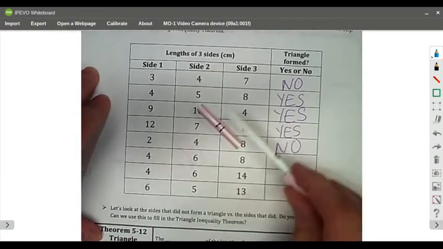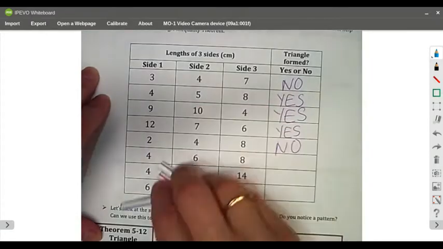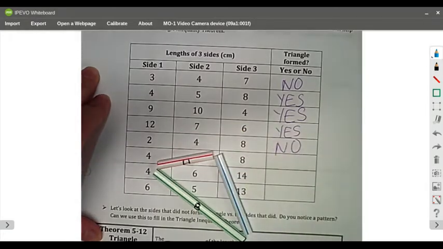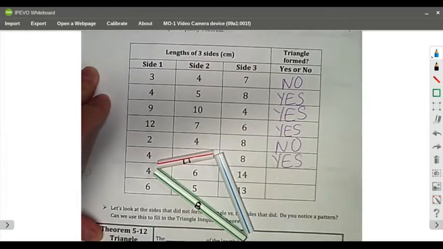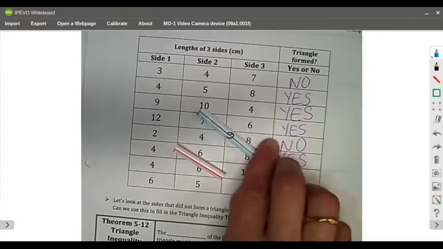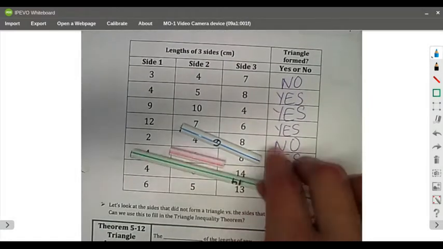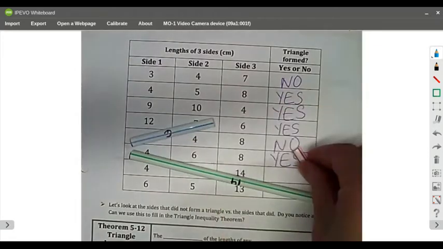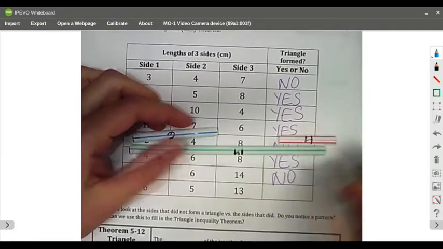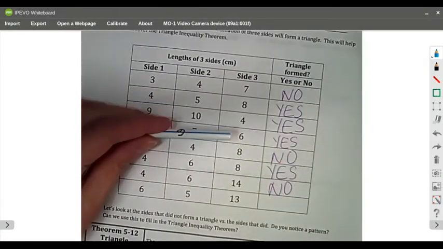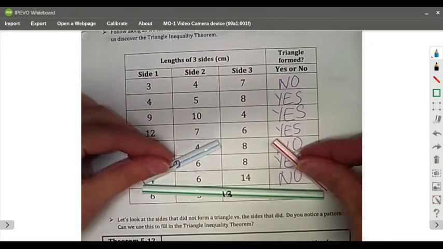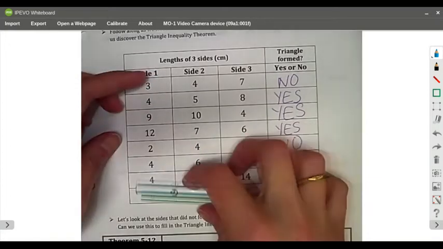I may as well just finish them off. 6, 4, and 8. We think 6, 4, and 8 will work. Yes. 6, 4, and 14. Oh, geez, I just dropped one. 6, 4, and 14. What do we think about that? It's not looking good. Yeah, that's definitely not going to make a triangle. So that's a no. 6, 5, and 13. Also a no.